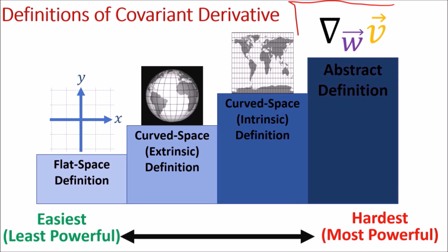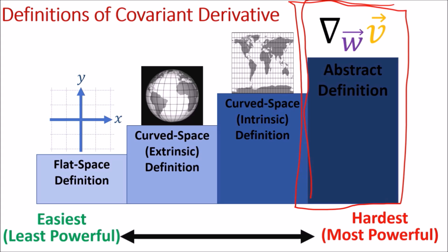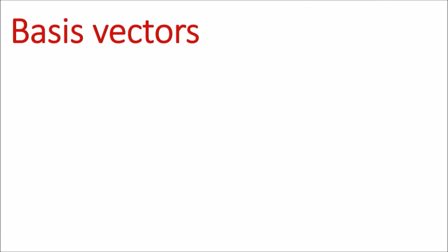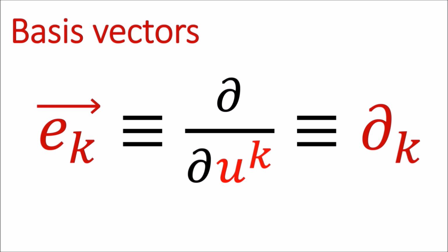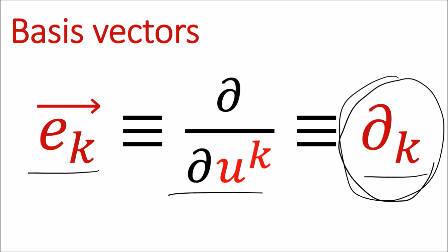So the abstract definition of the covariant derivative is the last definition I'm going to cover, and it's going to be the hardest one because it's mostly just pure algebra. Also, in this video, I might use any one of these three symbols to represent basis vectors. This one here is new, but it's the same thing as the other two. It's just a partial derivative in the direction of the kth coordinate.